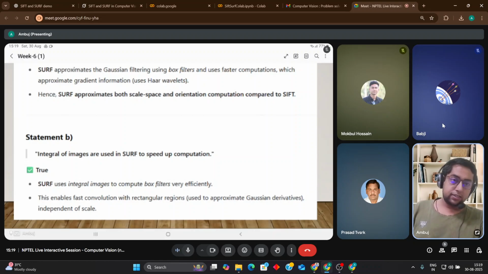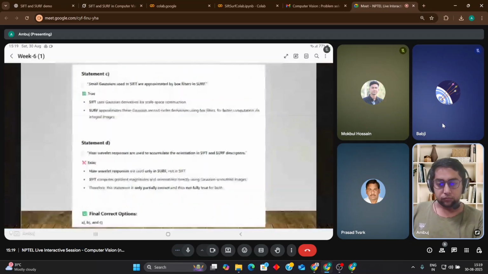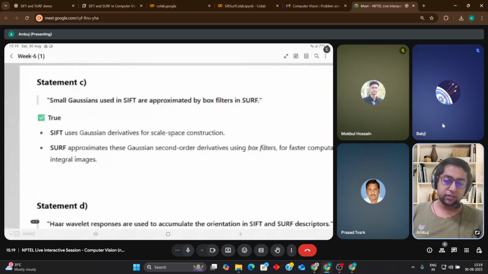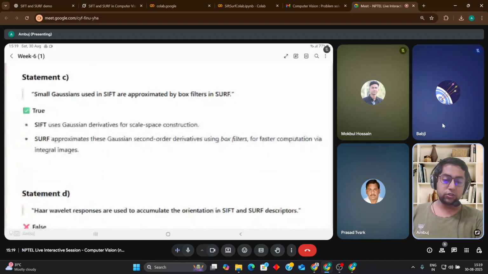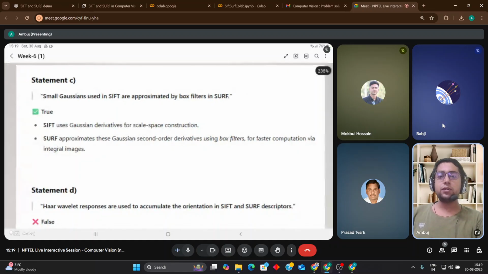Yes, SURF enables fast convolution within rectangular regions. How it does so, I will try to tell you in brief, and mathematically I will also demonstrate within this particular session. Now see statement C: the small Gaussians used in SIFT are approximated by box filters in SURF. Yes, this statement is true, because SIFT uses Gaussian derivatives for scale space construction, and SURF approximates these Gaussian second order derivatives using box filters just for faster computation.